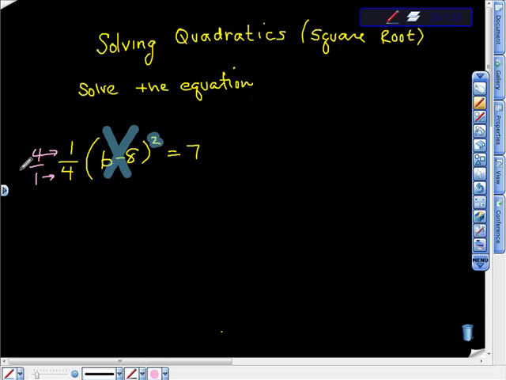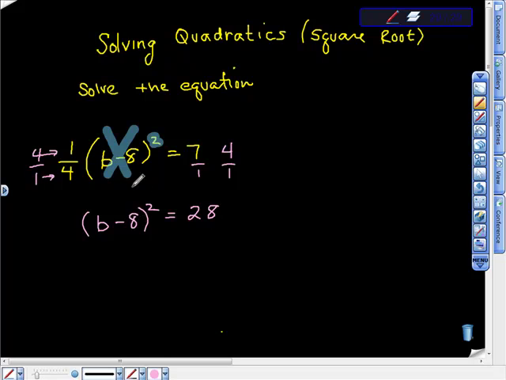Remember, though, the multiplicative rule of equality says if you multiply one side of an equation by a number, you have to multiply the other side by the same number. I'm going to multiply by 4, but just so you know, it is the same 4 over 1, and this is 7 over 1, so it doesn't change anything. This goes to 1, and we have b minus 8, the quantity squared, is now equal to 28, isn't it?